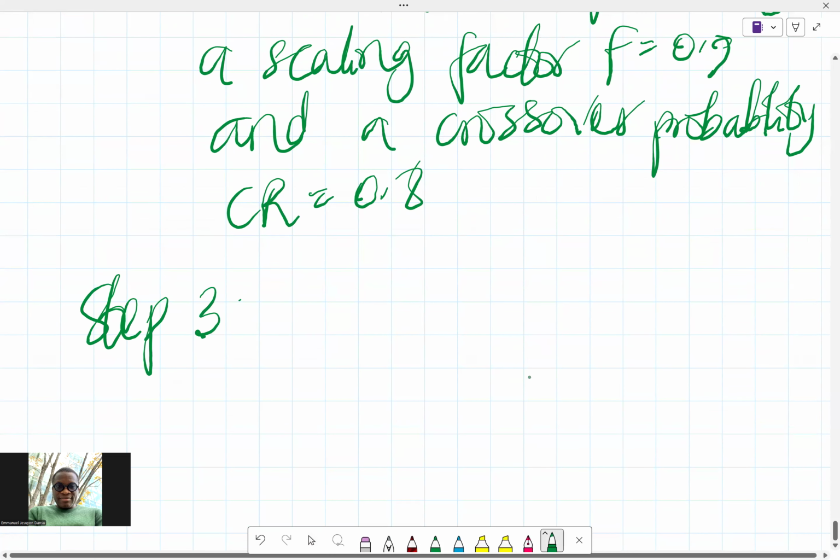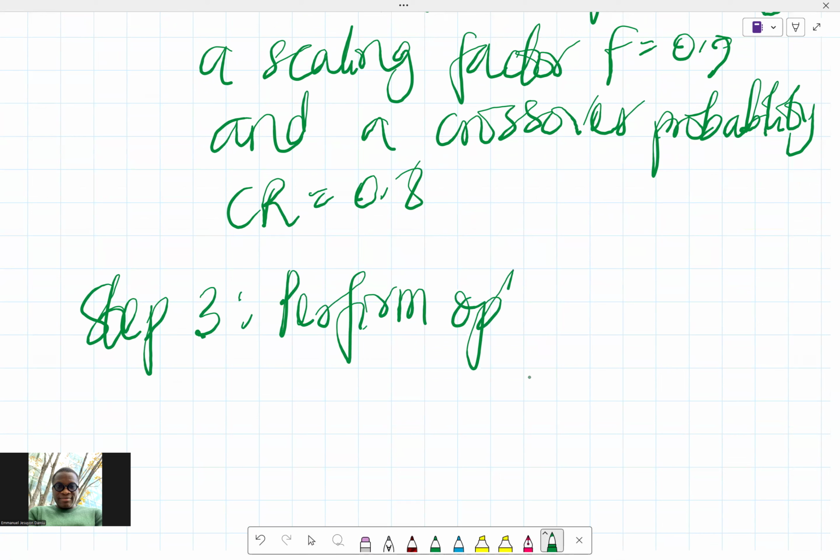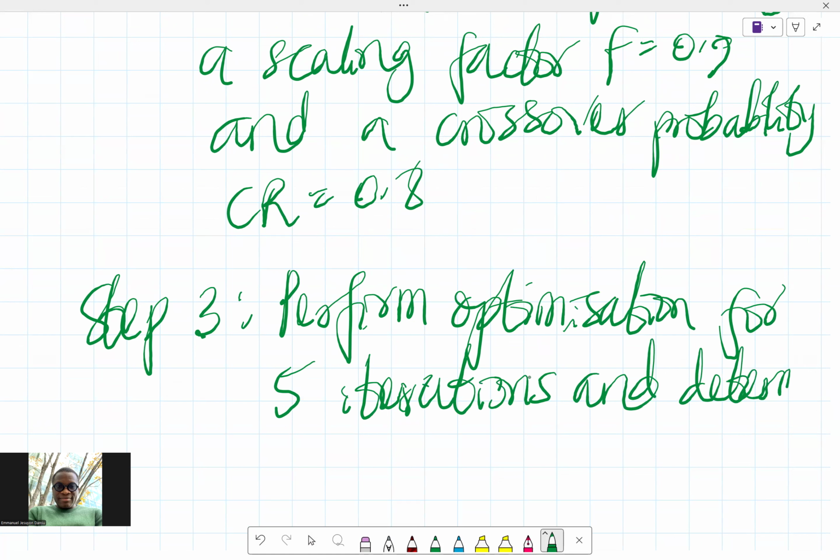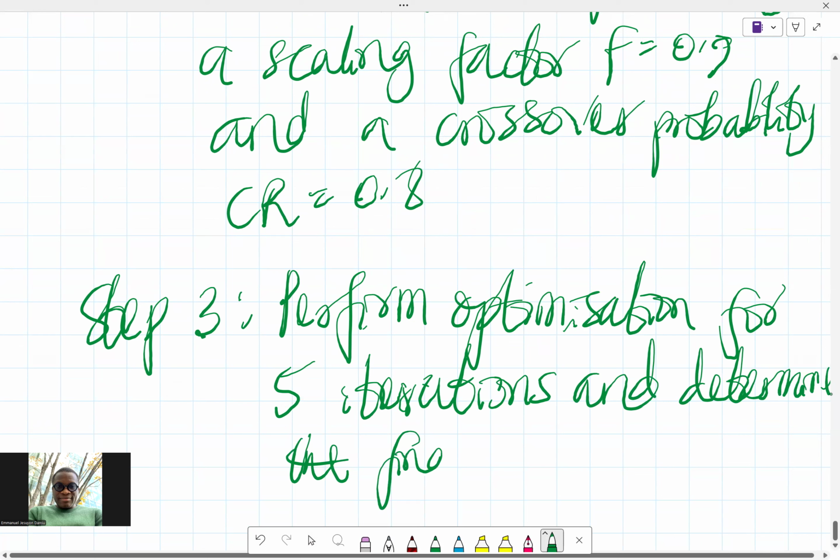Then step three. In step three, perform optimization for 5 iterations and determine the final solution.